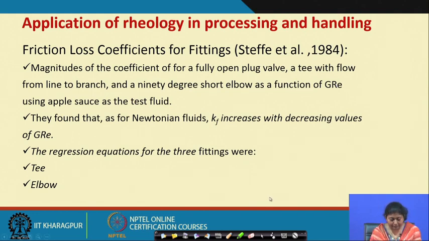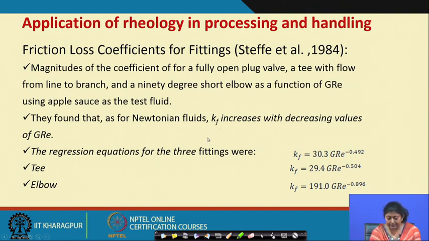So, in this particular case, what we have found for Newtonian fluids is that Kf increases with decreasing value of generalized Reynolds number. Kf is the coefficient that we use for the friction loss. We use Kf into V square by 2 and sum it for all the fittings that we have.